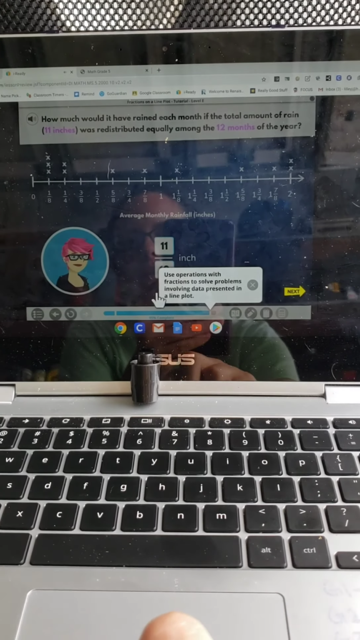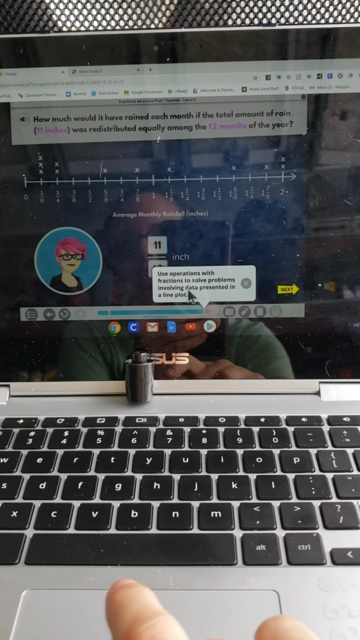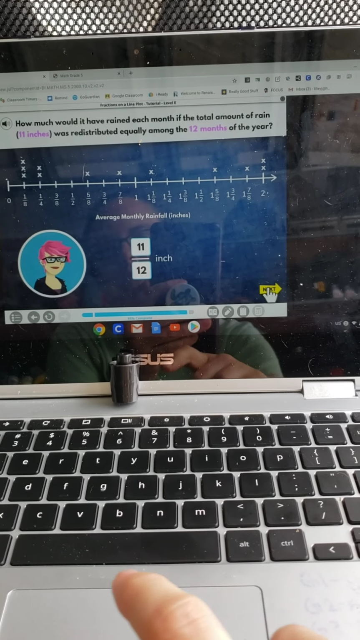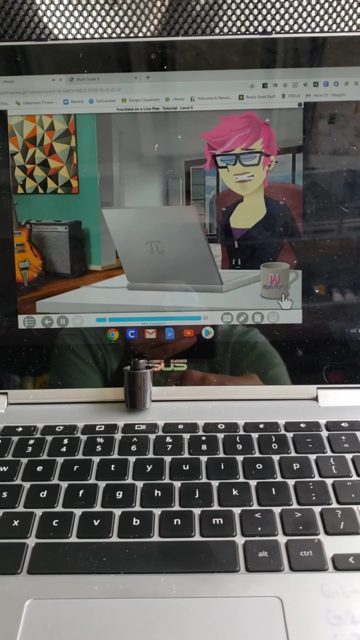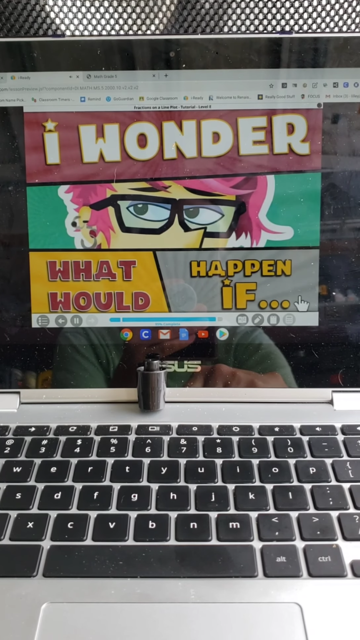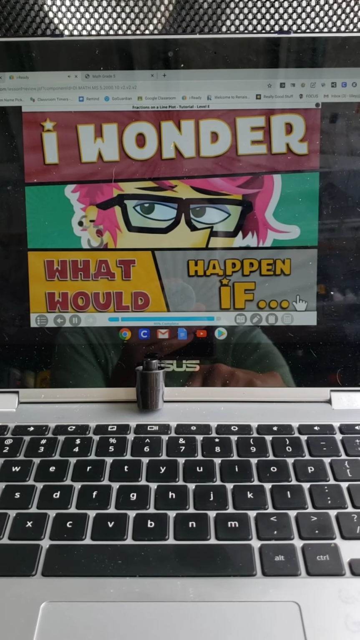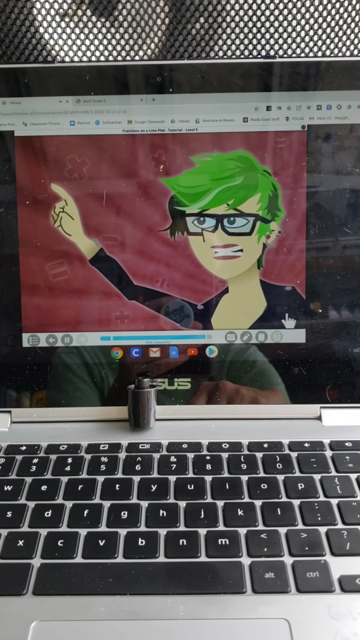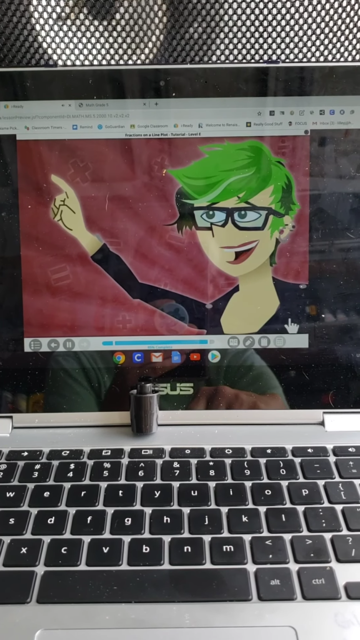Use operations with fractions to solve problems including data presented in a line plot. Well, that was totally calculicious. I wonder what would happen if you used some of that green ooze as hair gel. To the internet and beyond!